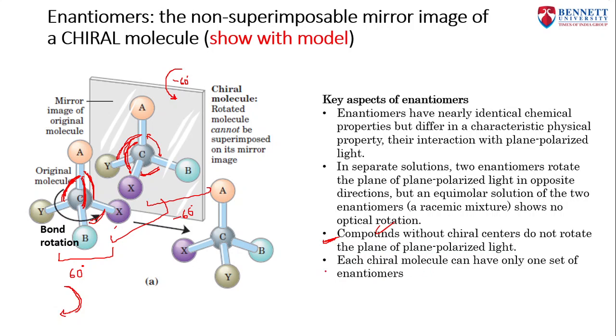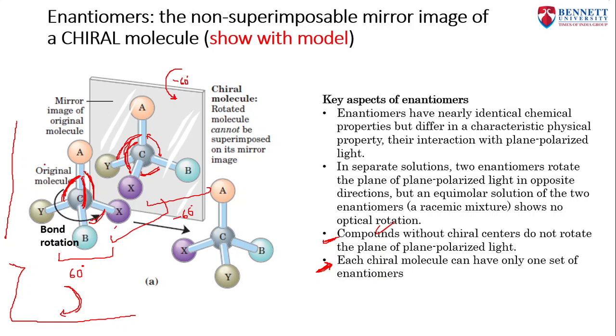And this is something a lot of students get confused about: each chiral molecule can have only one set of enantiomers. Regardless of whether you place the mirror in the forward direction, in this plane or in this plane, they are going to have only one set of enantiomers. Okay, so that is a very key, important aspect.